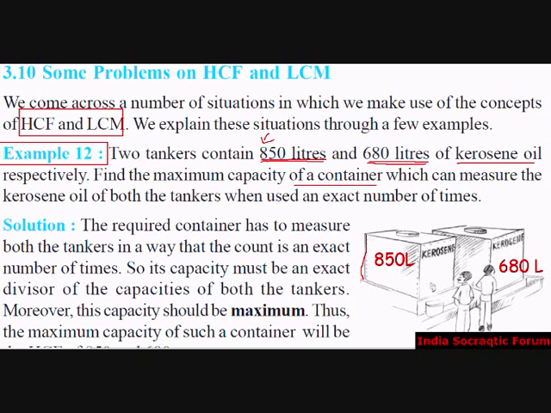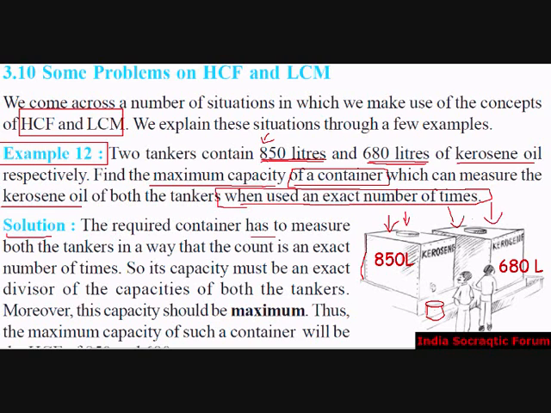Find the maximum capacity of a container which can measure the kerosene oil of both the tankers. We need only one container, something like this, which can measure the kerosene oil of both the tankers when used an exact number of times. The count is the number of times we measure. So its capacity must be an exact divisor of the capacities of both the tankers.